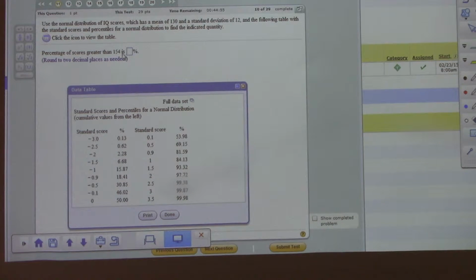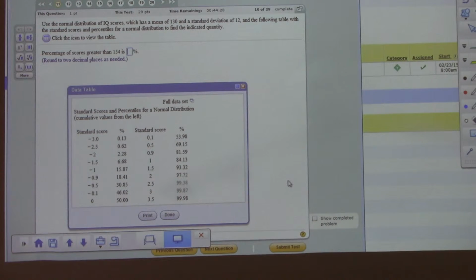All right, but 2 will give us what percent? 97.7. Now, is it asking for greater than? You subtract it from 100. Good job. 2.28. Somebody help me out. How did you do that again? It's greater, so it's on the right side. Right-hand side is equal to 1 minus left-hand side.